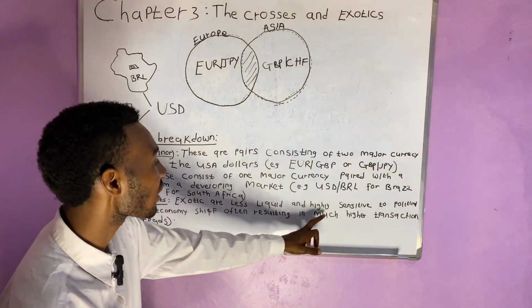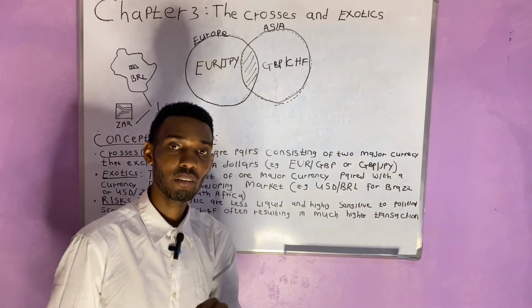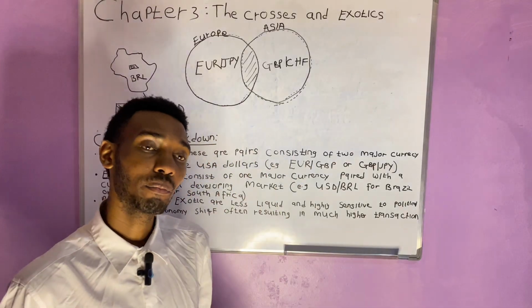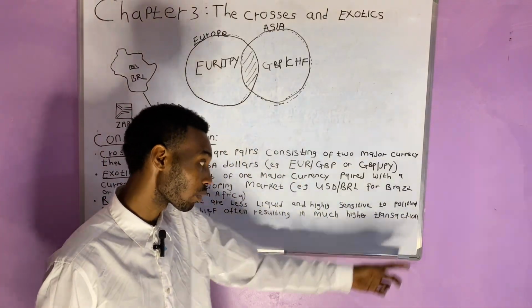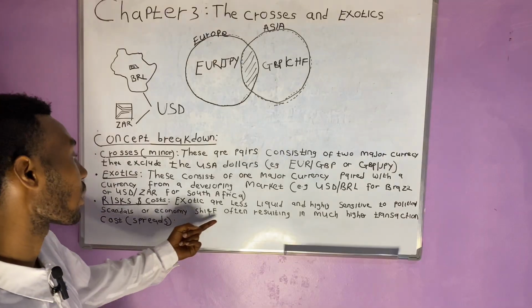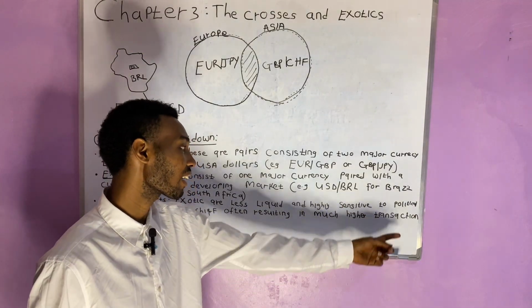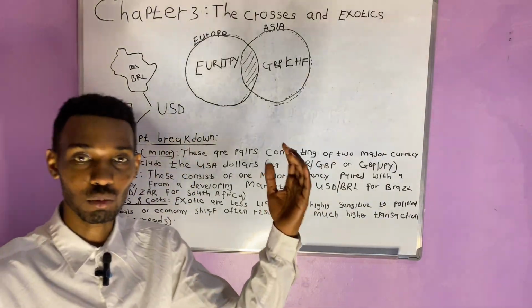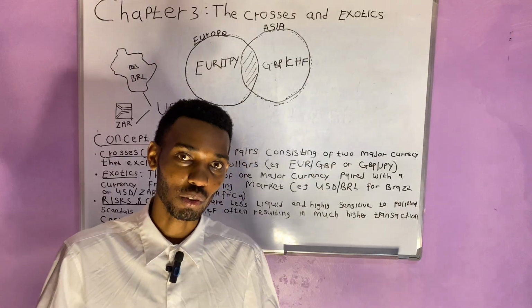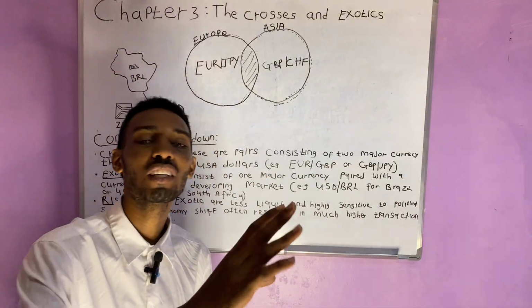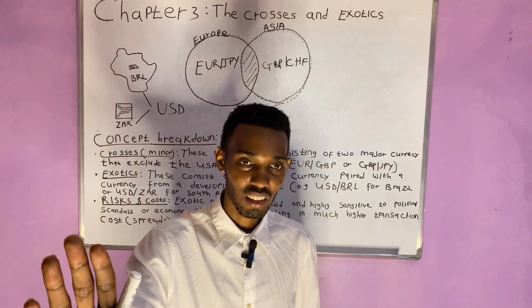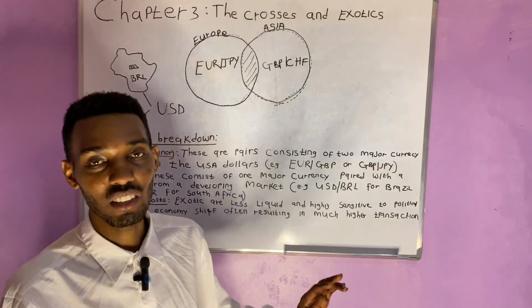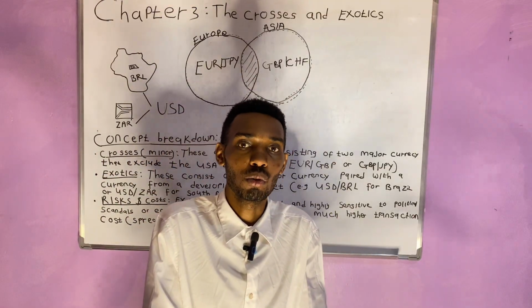Exotics are less liquid and highly sensitive to political events. Now, you can't predict them because they are highly sensitive to political scandals or economic shifts, often resulting in much higher transaction costs and spreads. The same thing we have told you. In the cost and spread, with these countries you can't predict, and you can't know the economy there, because you can't assess the political news about them.